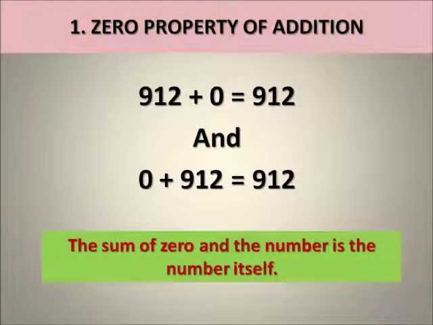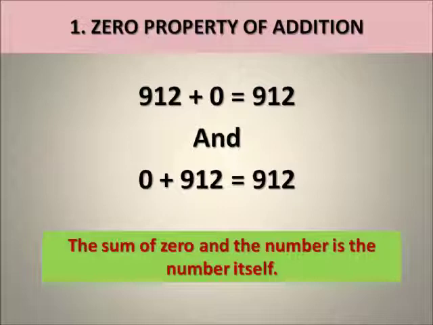Let us start with the first property of addition. So the first property of addition is zero property. Now what is the zero property of addition? Let us take the numbers 912 and 0. If we add 912 to 0, we get the sum 912. And even if we add 0 to 912, again we get the sum 912.